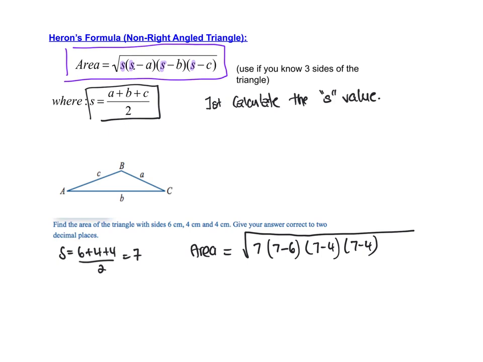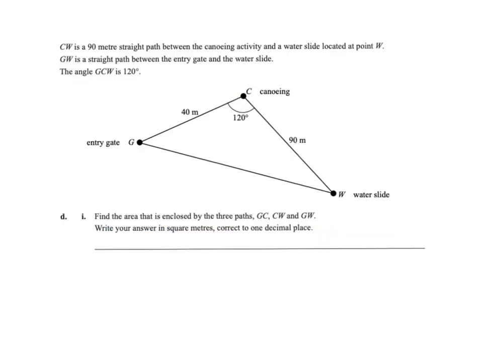So I get the answer to be, and it said to 2 decimal places, so I get 7.94, and this was centimeters, and area is in centimeters squared. So there's my answer. So that's Heron's. That might be new to you.